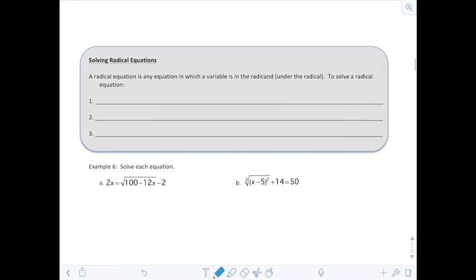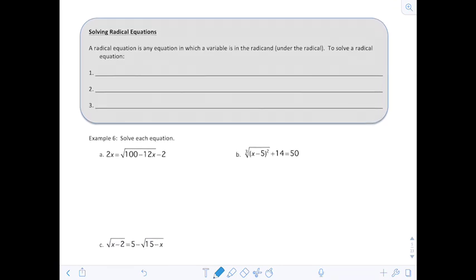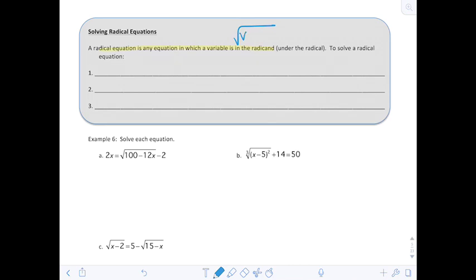The last page, we're going to jump to something different, solving radical equations. So kind of an interesting little section to put at the end of this, but here we are. So solving radical equations. A radical equation now is any equation in which a variable is in the radicand. So in other words, underneath the radical. So you have some kind of a variable under here.